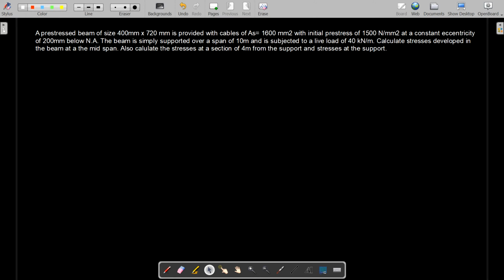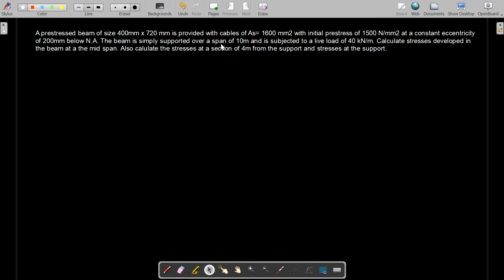Today's class we are going to discuss a numerical for the theory or the concept that you have studied in the last class. So the given question: a pre-stressed beam of size 400 mm by 720 mm is provided with cables of area of steel equivalent to 1600 mm square with initial pre-stress of 1500 Newton per mm square at a constant eccentricity of 200 mm below the neutral axis.